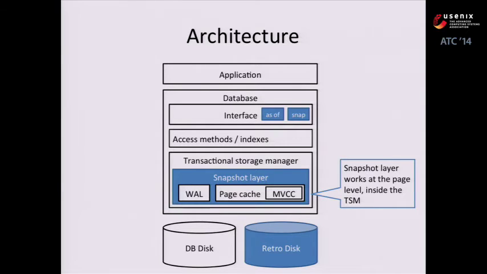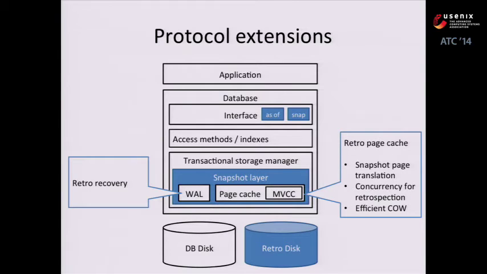And also, retro requires that we add another disk, essentially, if you want to get good performance. Retro data and metadata needs to be written to a separate disk. So that's the retro disk depicted here. But essentially, the modifications that we'll be making are made at the snapshot layer, which wraps the page cache and the concurrency control and recovery mechanisms. And there's also a small change at the database interface, which is just to add the as of and commit with snapshot that you saw.